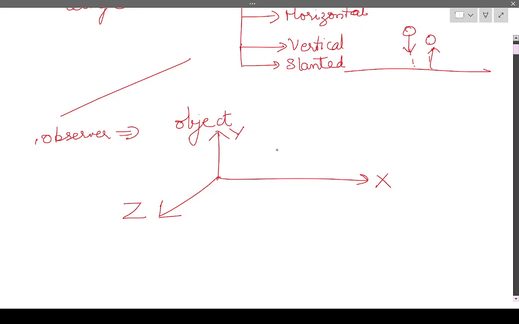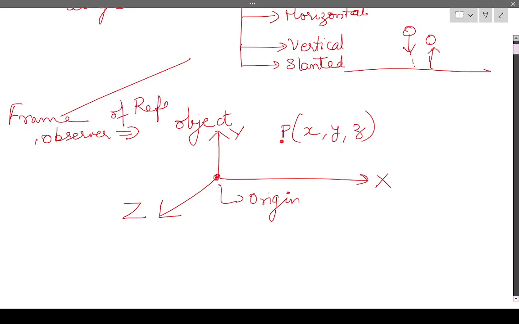Now, I can take this point as a point P, wherein the object is at a position P. And what about this point? This point we'll call an origin. And this is a point where the object is sitting, that point P. How can you specify that position? We use the coordinates X, Y, Z. This we will call a frame of reference. Using the frame of reference, an observer can observe the position of an object. A very simple example for this is a Cartesian coordinate system.